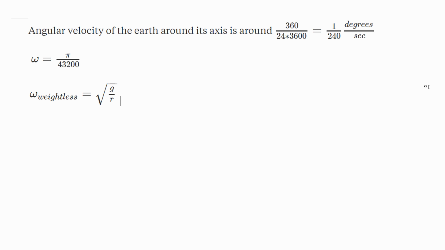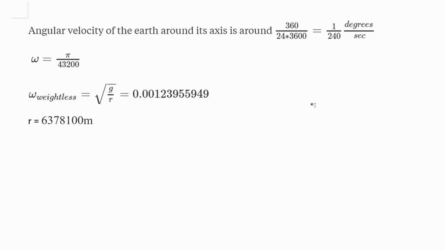What we're looking for here is the omega value of weightlessness, which would be defined as the square root of gravity, which is 9.81 meters per second squared, divided by the radius. And this is the radius of our planet Earth. If you were to calculate this while using 6,378,100 meters as the value for R, you would discover that this would equal this long number right here.